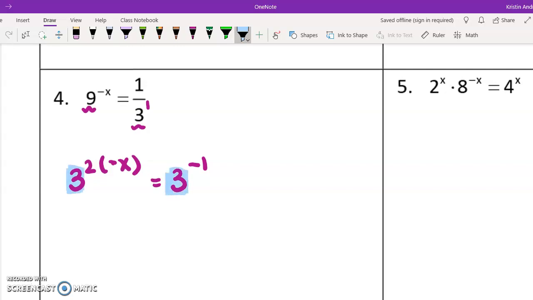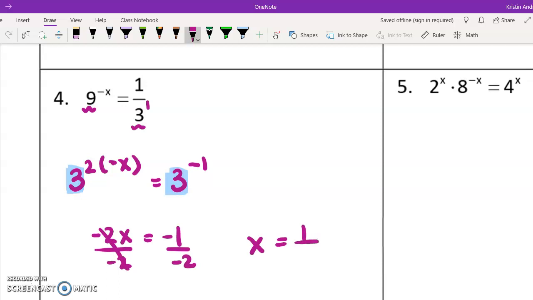Once you have the same bases, you're going to take your exponents and set them equal to each other. Get the x by itself by dividing both sides by -2, and your x value is a half.